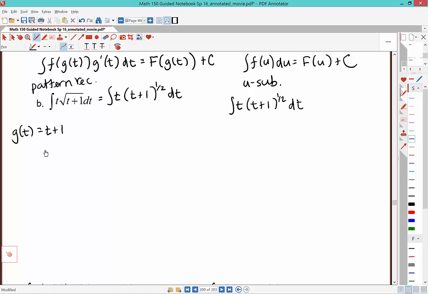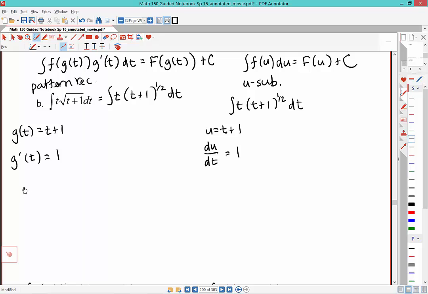Now, I guess you could sort of do it this way. g at t is t plus 1. Over here we would say u is t plus 1. So g prime at t, again, will just be 1, and du dt is 1. And if you go to set it up, our F at our something is still going to be our something to the 1/2. So our capital F, no, actually, you know what, we need to work with it more.